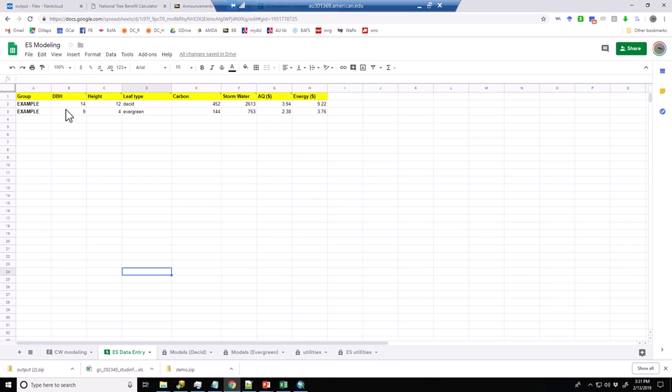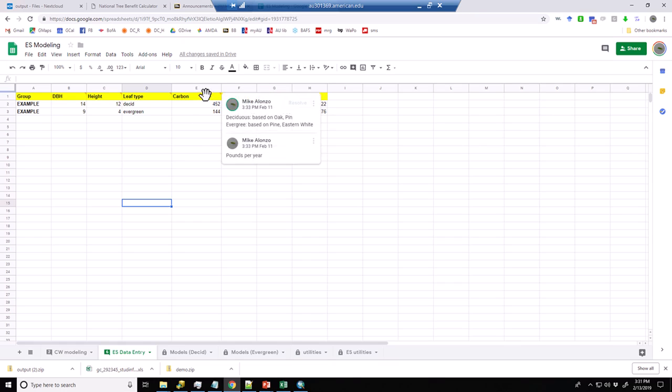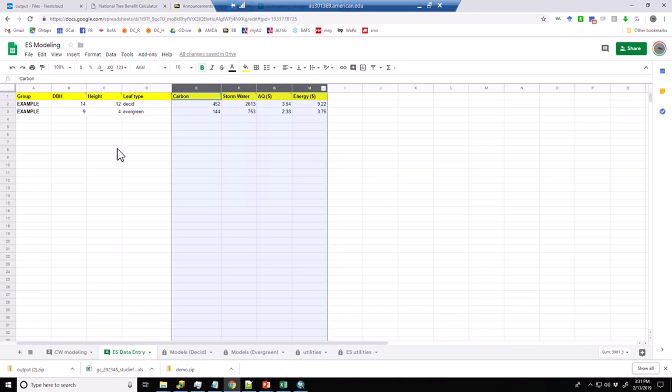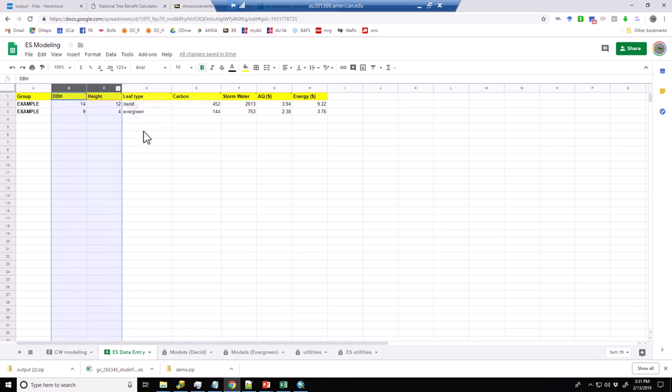And so this is where your groups will enter in all of the data about the AU campus trees that you've already collected in the field. And then you will be calculating the ecosystem services based on the information that you have, based on DBH and leaf type, basically. So this should all be stored in your spreadsheet, and you'll be able to copy and paste those values in here when you come to it.